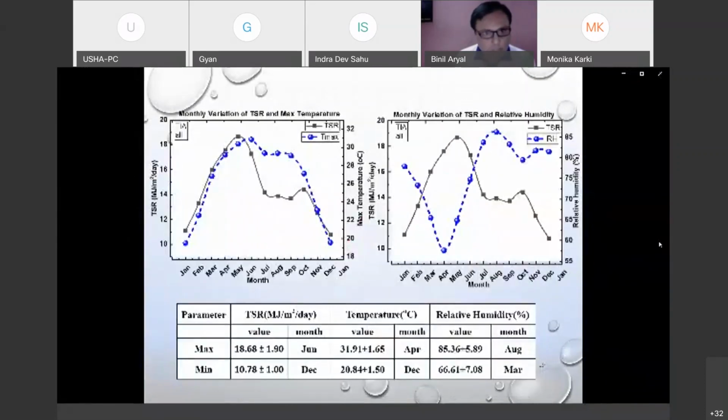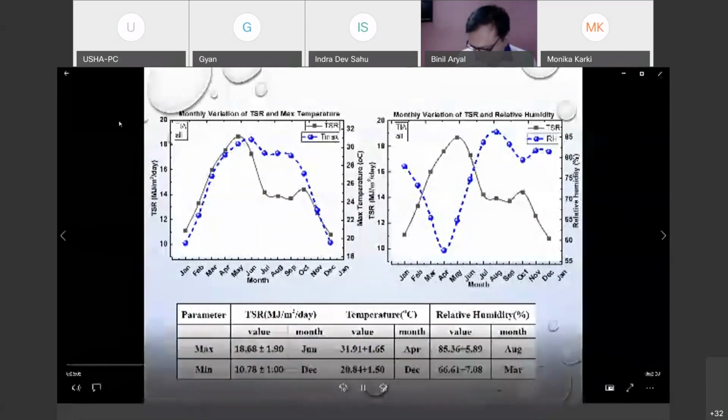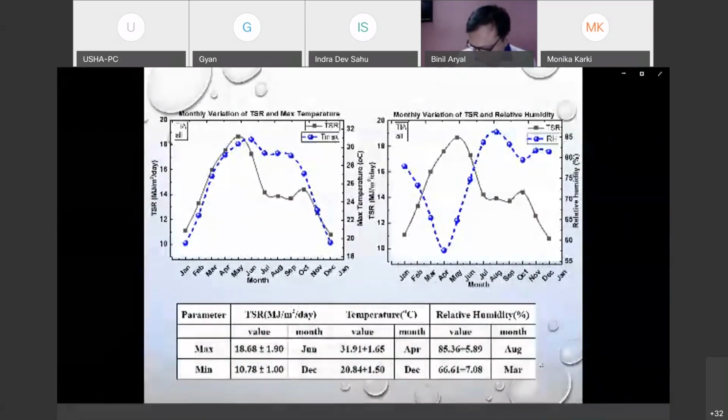This figure gives the monthly variation of TSR with the maximum temperature and relative humidity. TSR is directly related with temperature and inversely related with the relative humidity. In March and April, because the weather is dry, relative humidity is low. In August, due to high rain, relative humidity is high at this time.